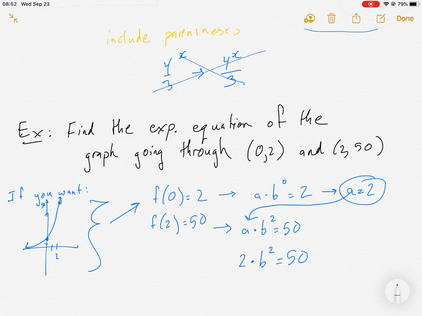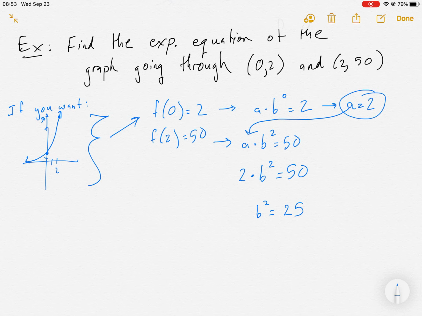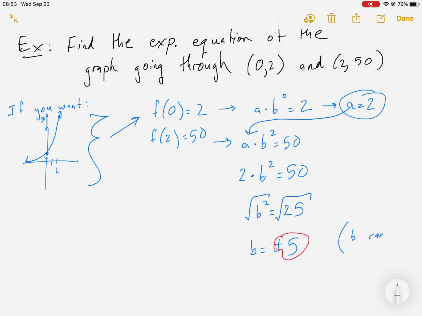Now this actually turns into kind of a polynomial. This is sort of a quadratic equation, but it's a little bit easier to solve because we can divide both sides by 2, and then I can just immediately see that b squared is 25. Taking the square root of both sides, I end up with b equals plus or minus 5. But keep in mind that we said b can't be negative, so that means that I have to have the plus 5, because b cannot be negative.